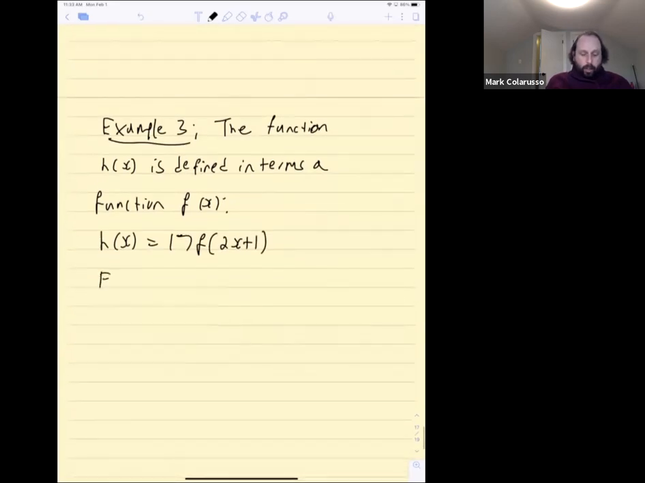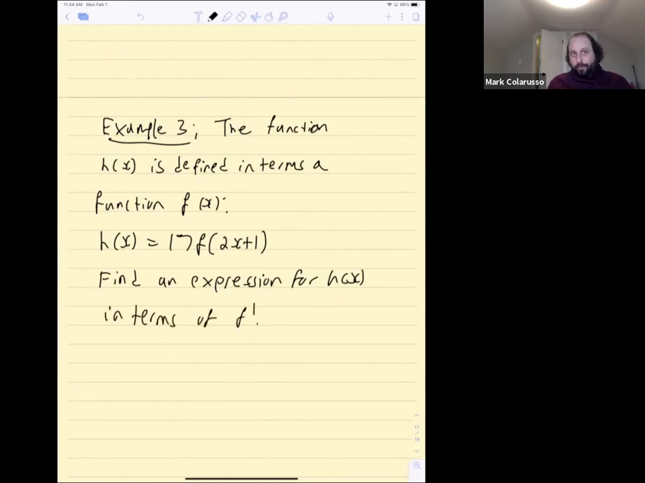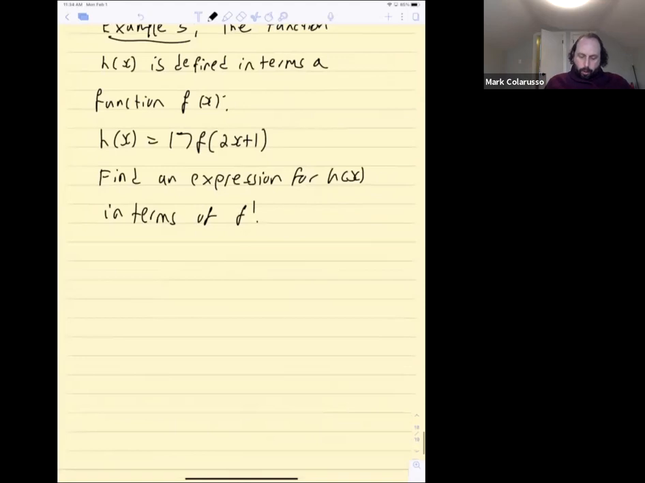And the point is find an expression for h prime at x. And it's going to be in terms of f prime. Okay, so like you're not given what this f is. So your answer is going to involve the f. So this question looks a lot worse than it is. It's actually kind of easy because you're already given the pieces of the composition. So let's work through this.